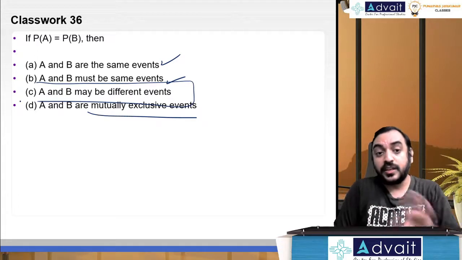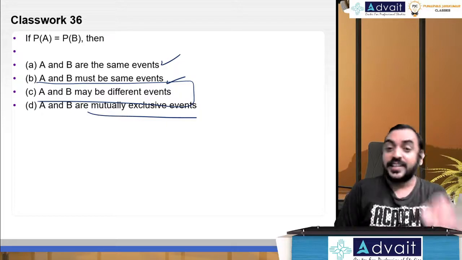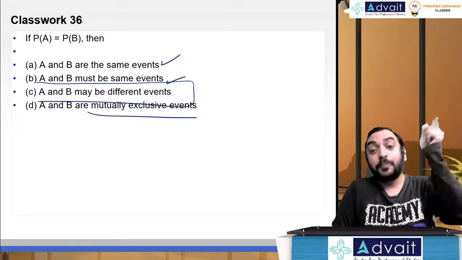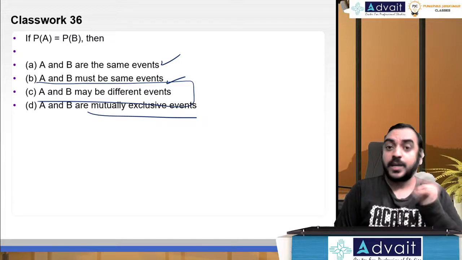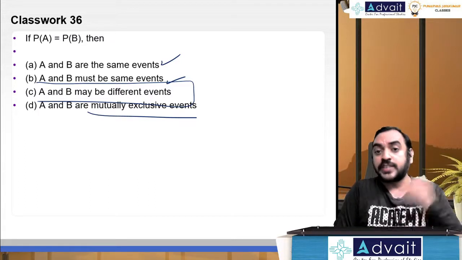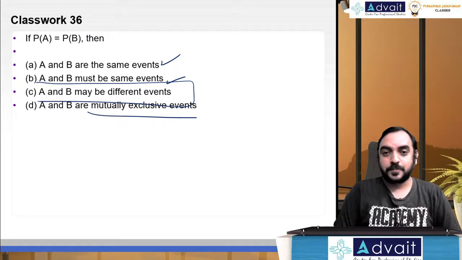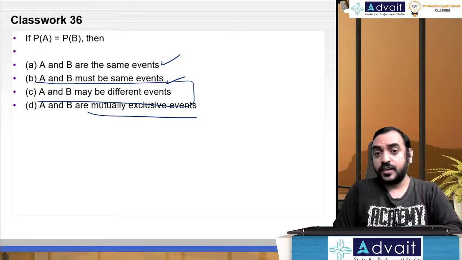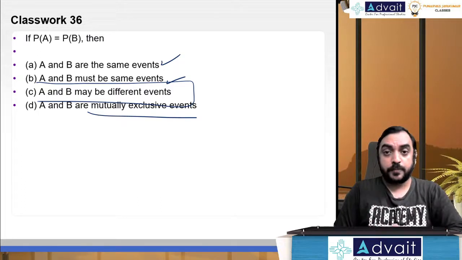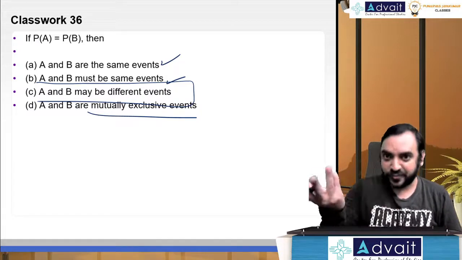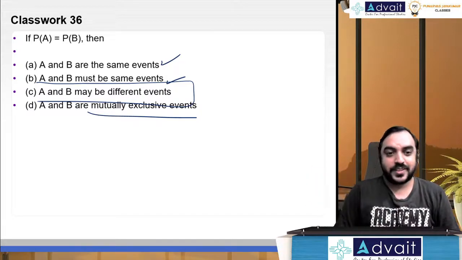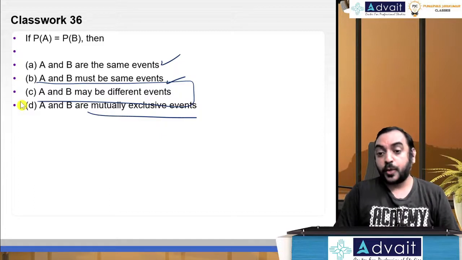So basically it means they may be same events, they may be different events, but their probability is the same. The actual events may be same, may be different. So the closest answer we have is option C: may be same, may be different, but their probability is equal. So option C is the closest appropriate one in this case.